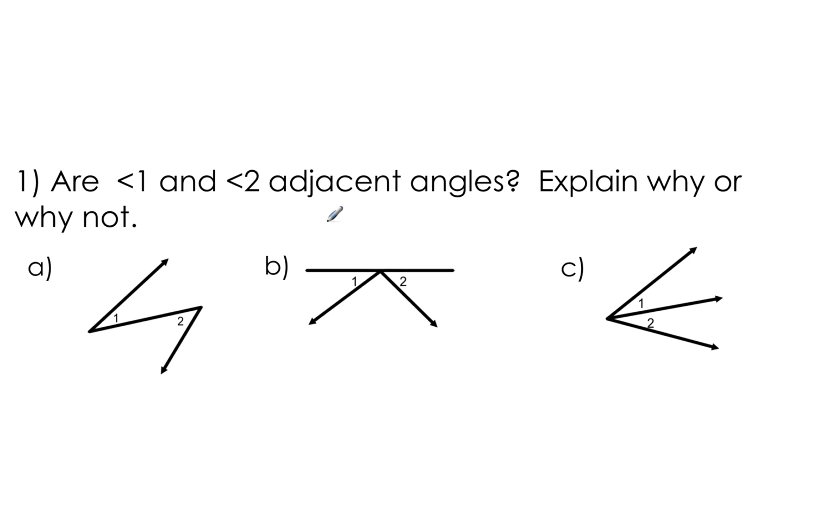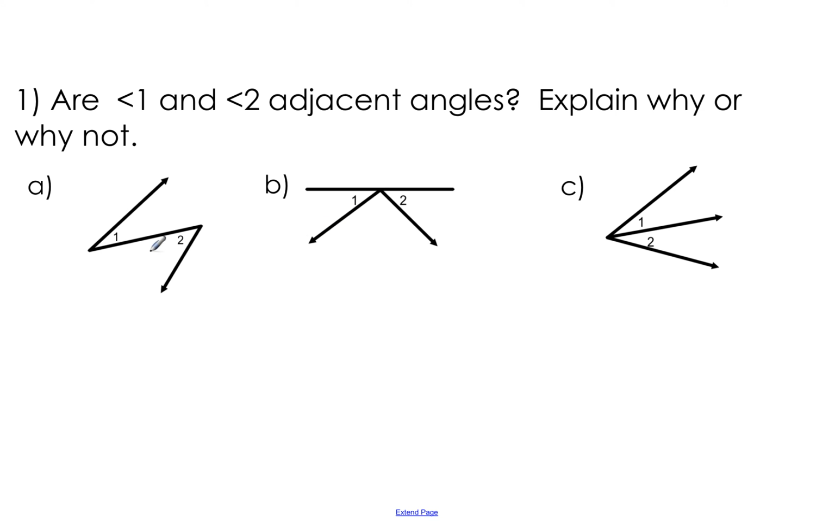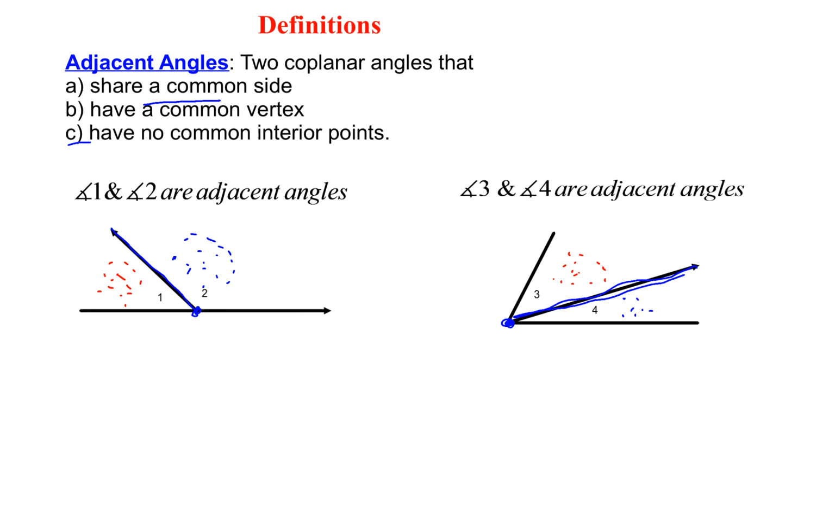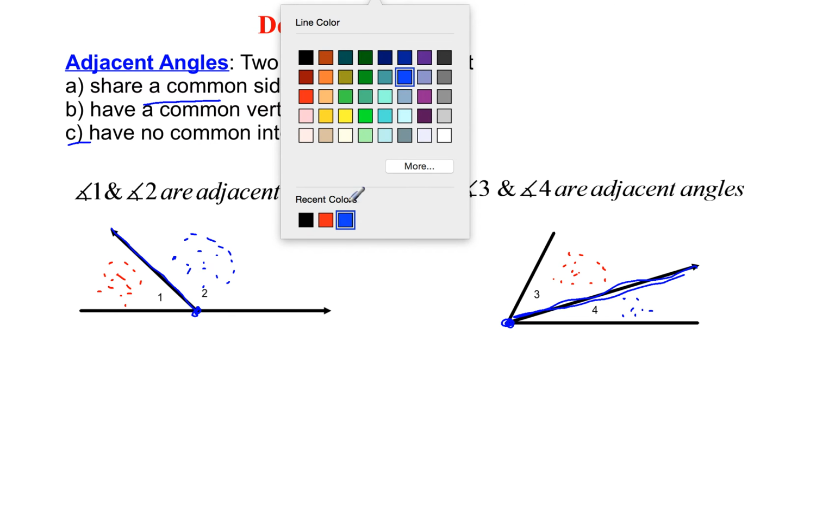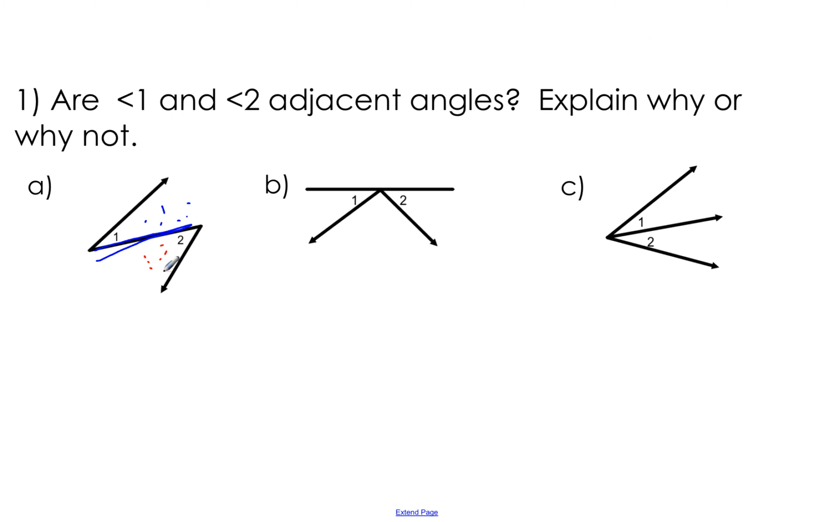So what is the problem with A? Is there a problem with A? Well, let's see. It looks like they share a common side, so that's not a problem. It looks like the points in angle 1 are different than the points in angle 2, right? But the problem is they do not share a common vertex. Here is the vertex for angle 1, here is the vertex for angle 2, so therefore these are not adjacent.